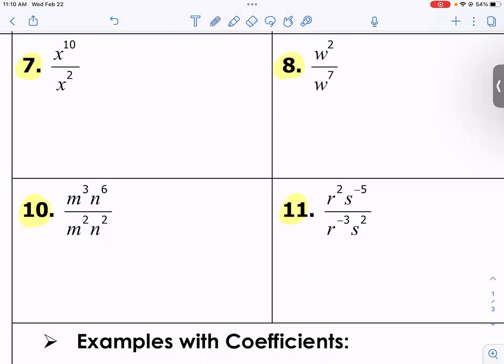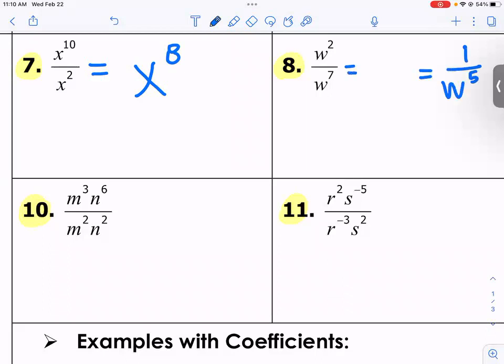All right. I am seeing that everybody has x to the 8th for number 7. Write that down in your notes. That is correct. We have 10 minus 2 to get us our 8 for the exponent. As I'm looking around, I'm seeing some 1 over w to the 5th.